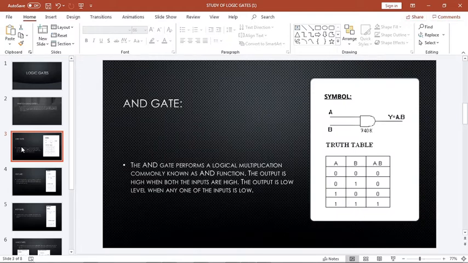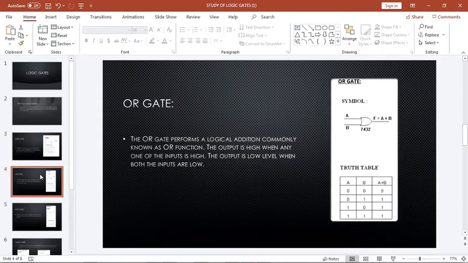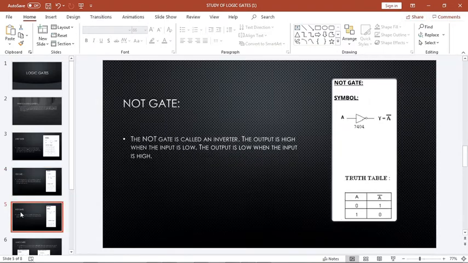AND gate performs multiplication operation. Here, the output is the product of inputs. OR gate performs addition operation. Here, the output is the sum of inputs. NOT gate is an inverter. It complements the input.